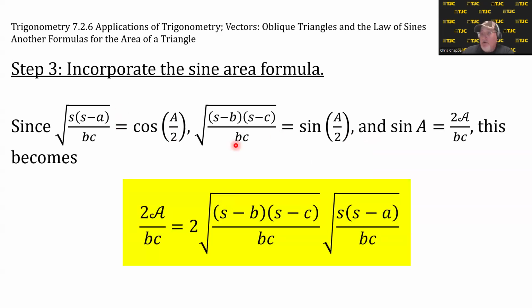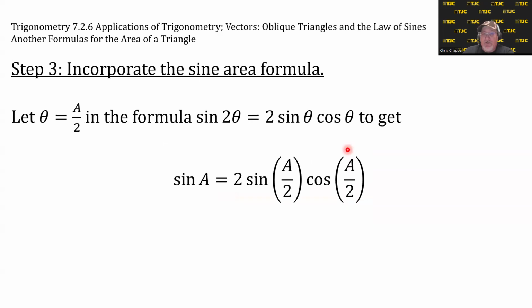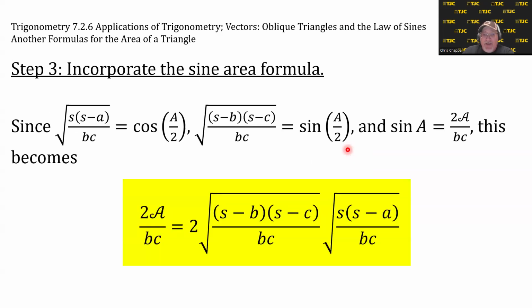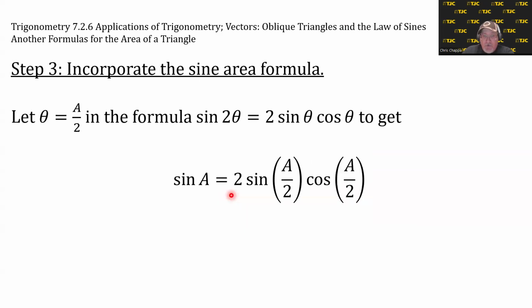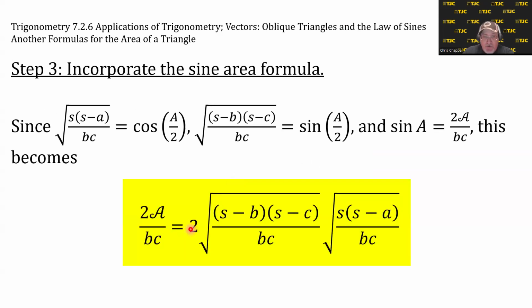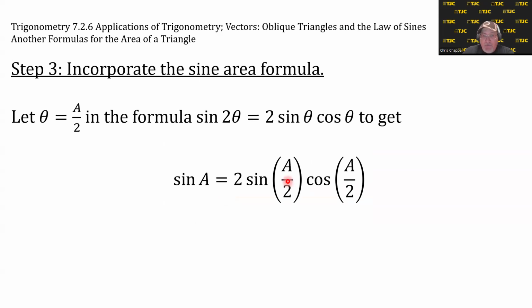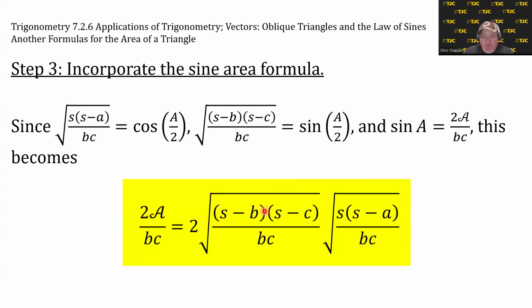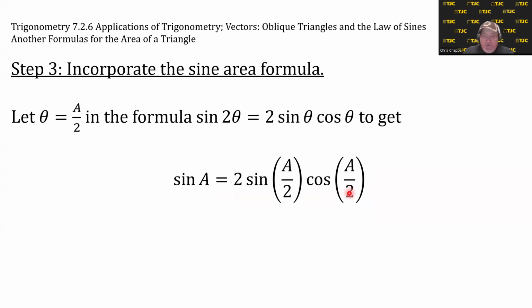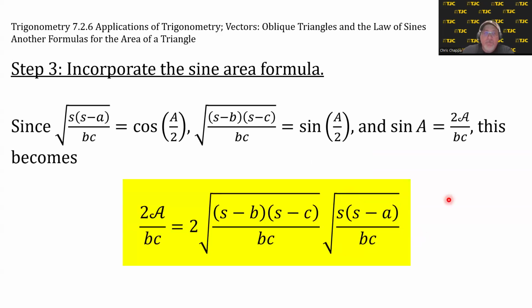There's the comment that we know all these things, and we substitute those into this formula, and we get sine of A, which is this fraction on the left, equals 2, this 2 here, sine of A over 2, which is this first square root, cosine of A over 2, which is the second square root. Now, look at what we have at this juncture.